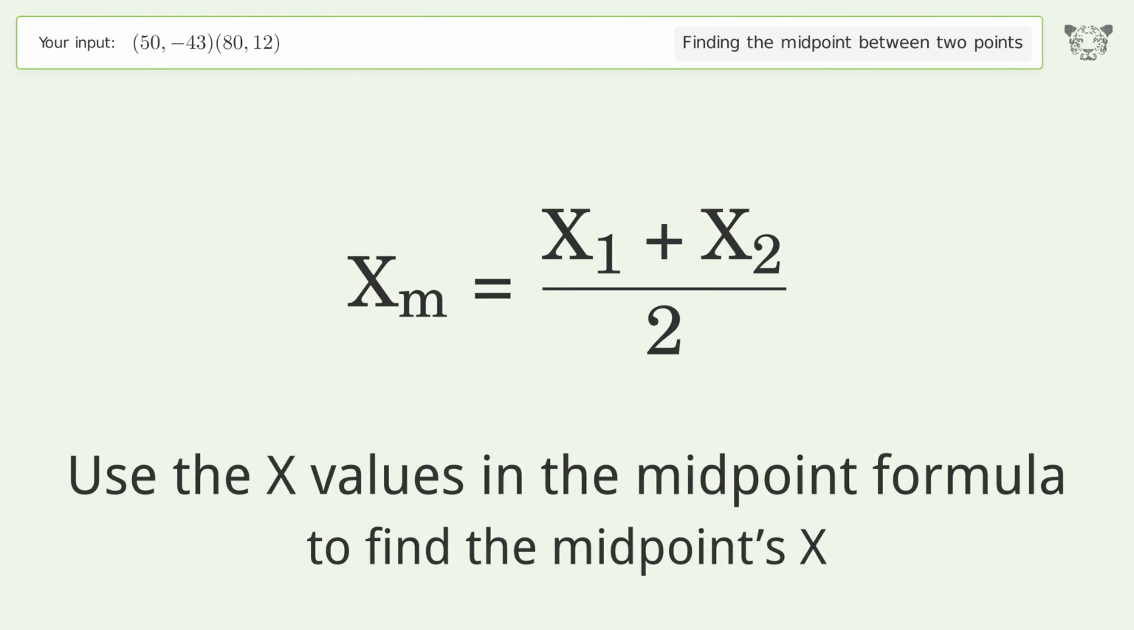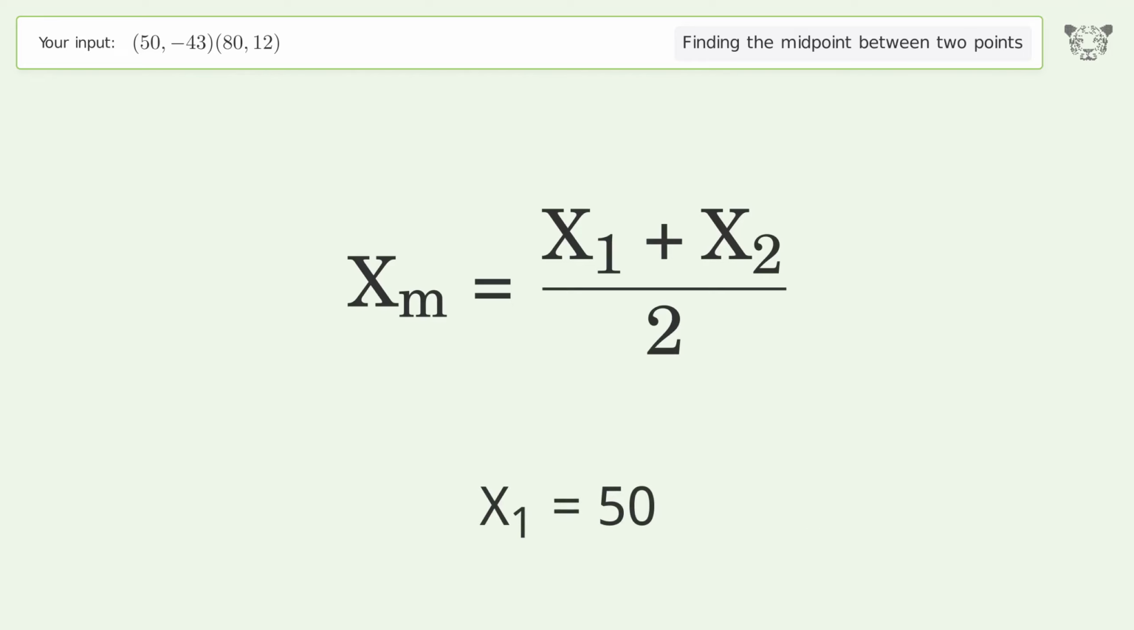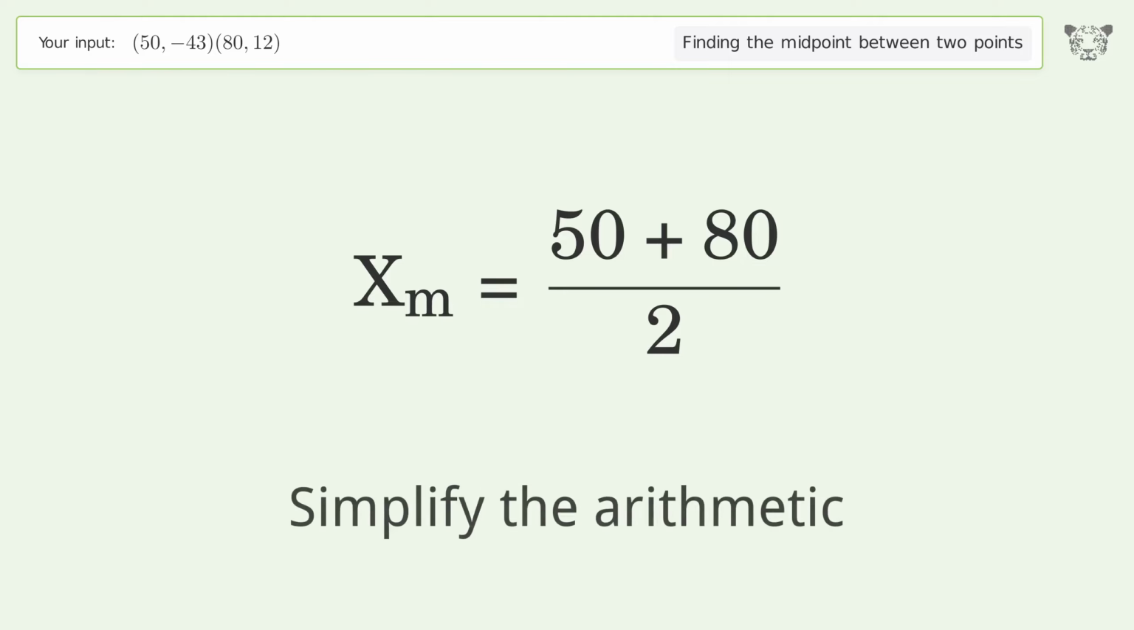Use the x values in the midpoint formula to find the midpoint's x. x1 equals 50. x2 equals 80. Simplify the arithmetic.